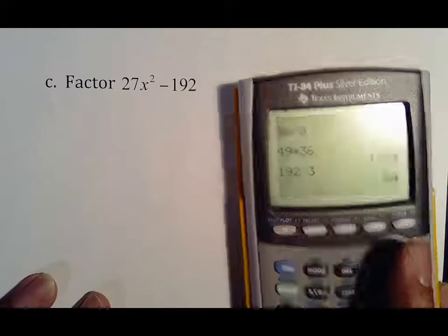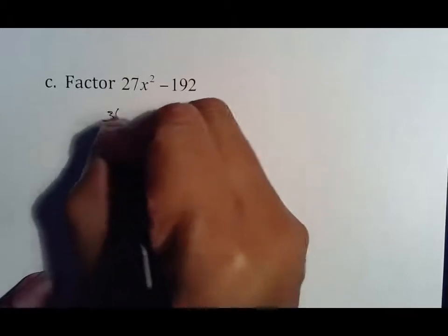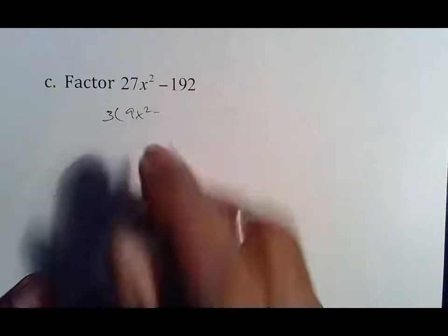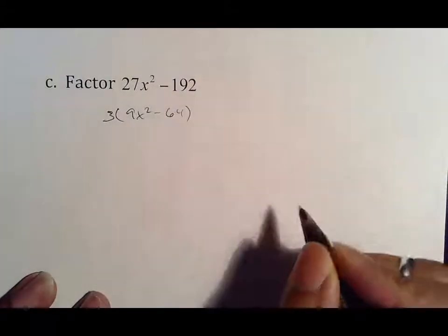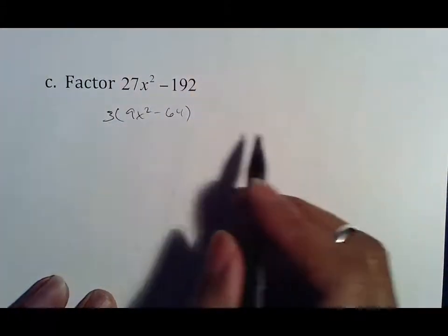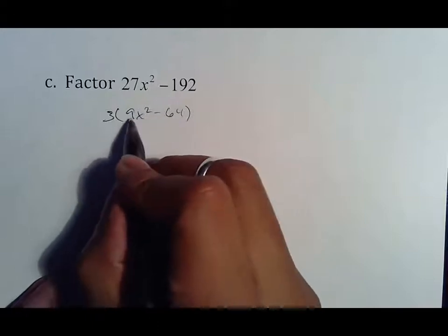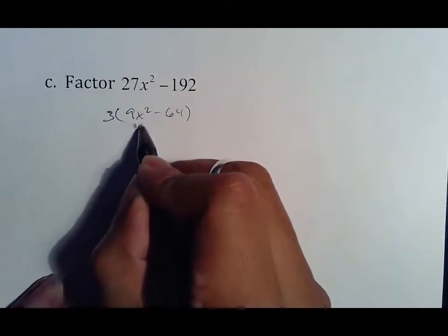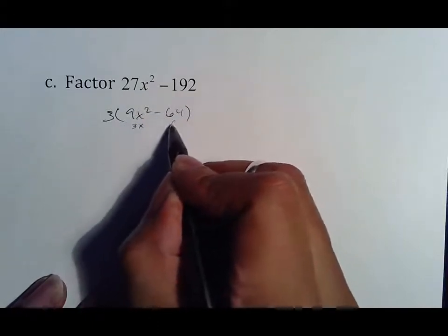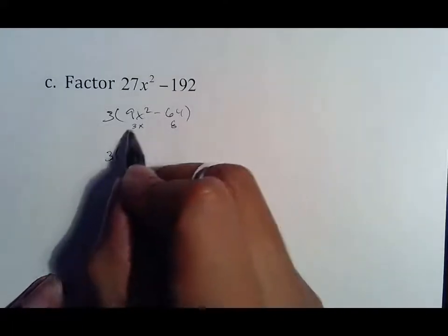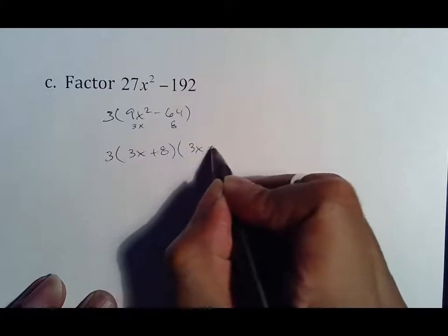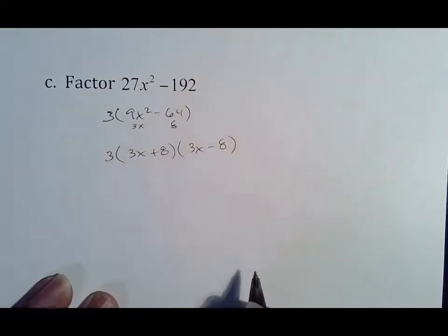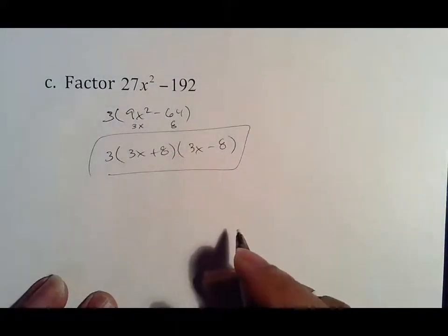And it does. So therefore, it would be 3 times 9x squared minus 64. Once I do that, this, again, looks like a difference of squares. So 9x squared is 3x, 64 is 8. So leave your 3 up front, and then you'll have 3x plus 8 and 3x minus 8. That is it.